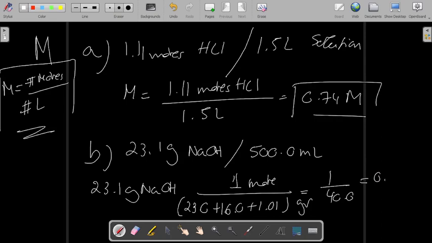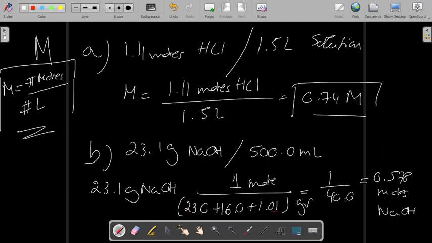I get 0.578 moles of that sodium hydroxide. Okay? I'm skipping one step. I'm doing a direct conversion right here. If you like making the extra step and just calculating it separately, do it that way. Whatever works for your brain. But it's the same thing.